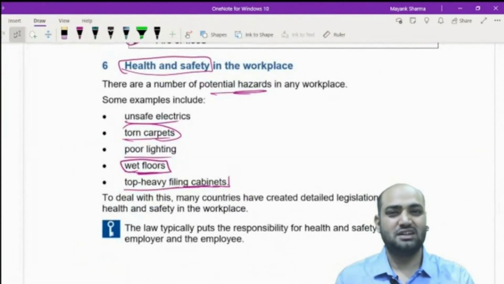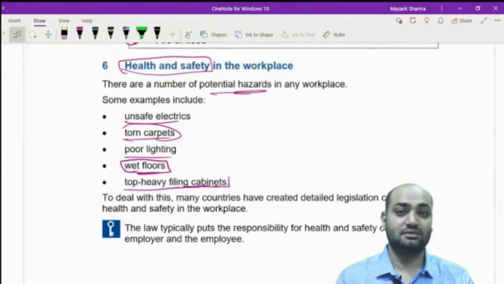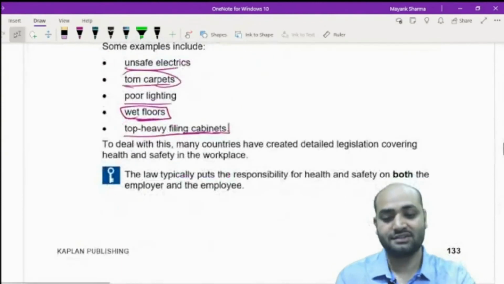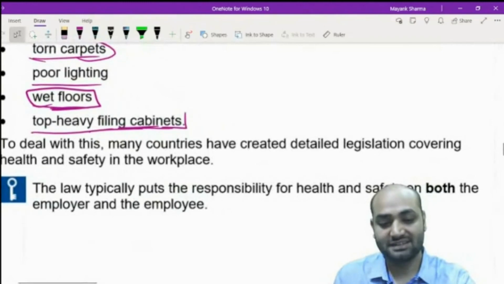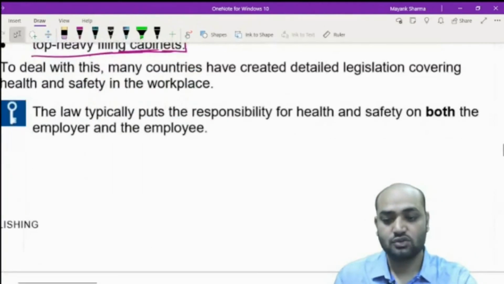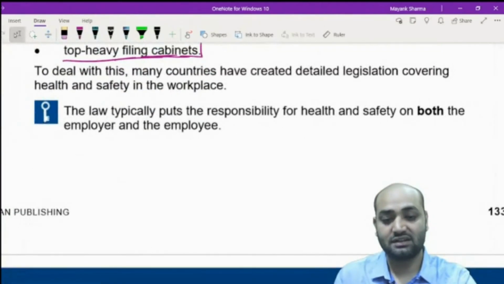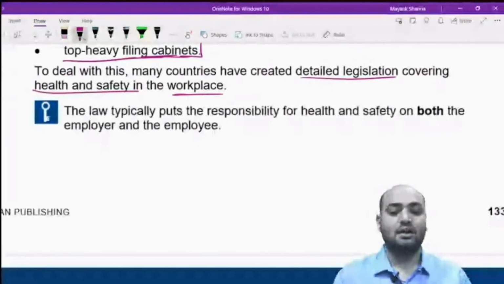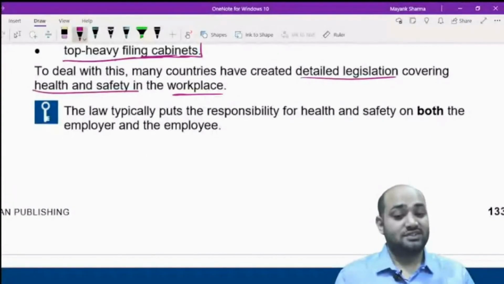So these are very limited examples of dangerous, hazardous things which can be there at a workplace. That means a workplace can be unsafe for work. To deal with this, many countries have created detailed legislation covering health and safety in the workplace. The law typically puts the responsibility for health and safety on both the employer and the employee.